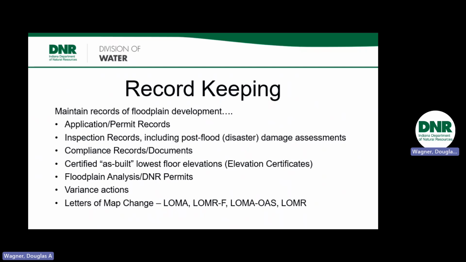Floodplain administrators must keep accurate records of development in their community in perpetuity. The records will include application or permit records, inspection records to include any post-flood or other disaster damage assessments, compliance records, as-built lowest floor elevation and elevation certificate or floodproofing certificate, the floodplain analysis and regulatory assessment, and any DNR or other agency permits, any variance actions, and finally, any letters of map change.